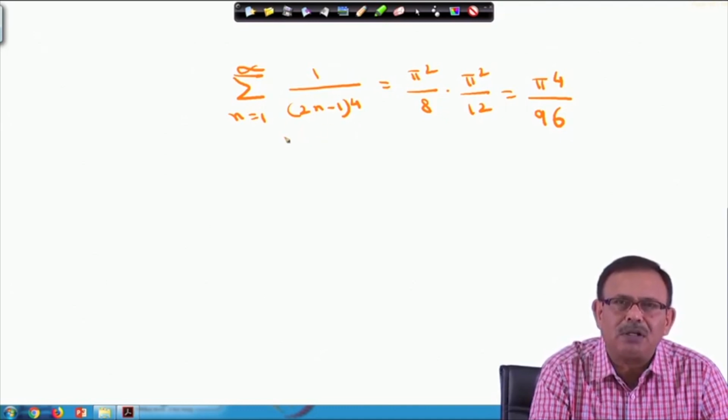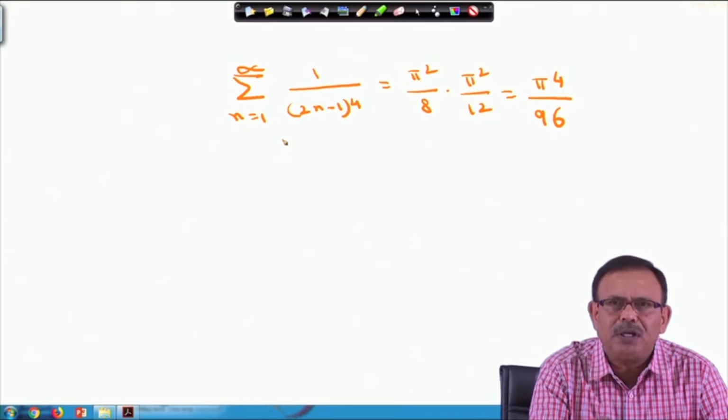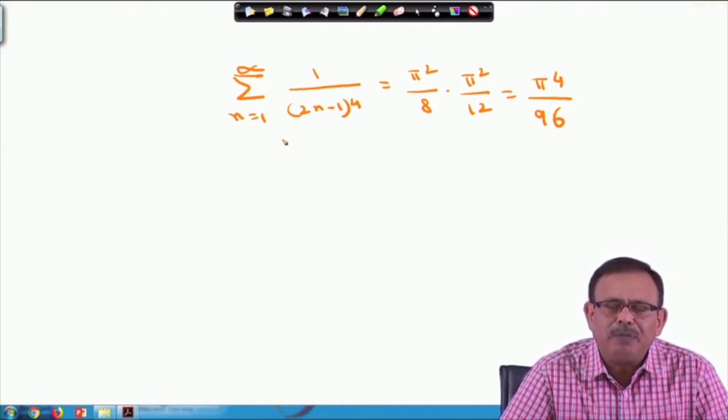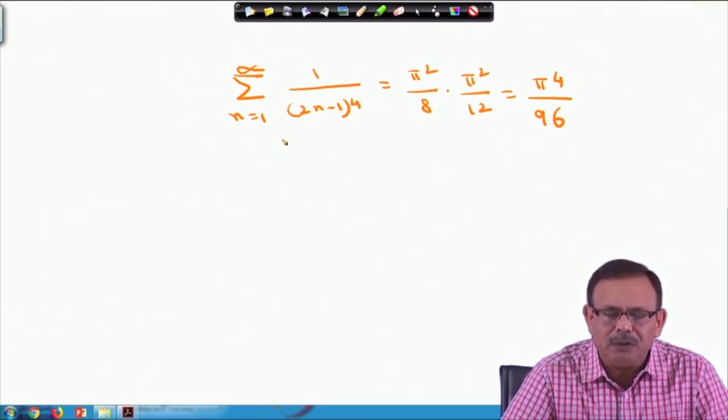I skipped certain steps over here, because the problem is similar to what we have done in the earlier examples. Substitute the values of the coefficients a naught, a n and b n in Parseval's theorem, and by simple manipulation you can always derive this value, that summation n equals 1 to infinity 1 by twice n minus 1 whole to the power 4 is equal to pi to the power 4 divided by 96.